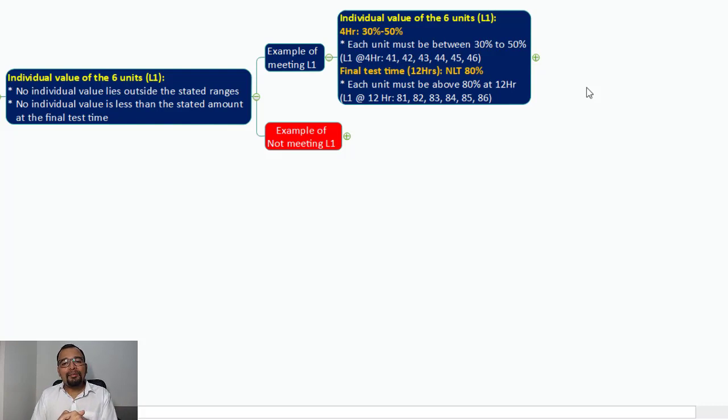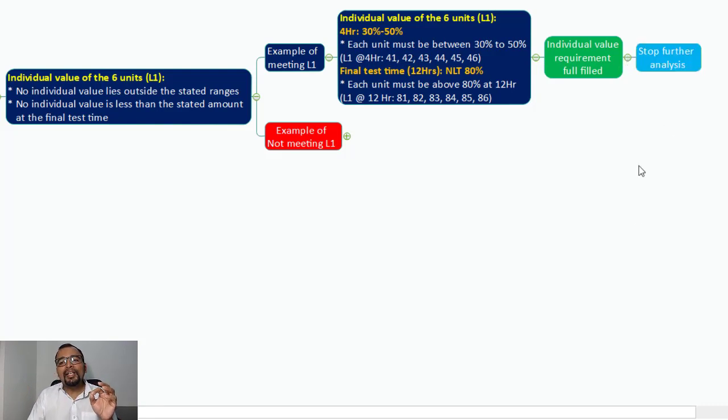The final test time point is the 12th hour, and the requirement is not less than 80%. So each unit must be above 80% at the 12th hour. Your observed data is 81%, 82, 83, 84, 85, and 86%. So all these 6 units are meeting the 12th hour dissolution requirement. So what can you say now? The individual value requirements are being fulfilled, and hence there is no need for further testing. You can stop your analysis there itself at the L1 stage.